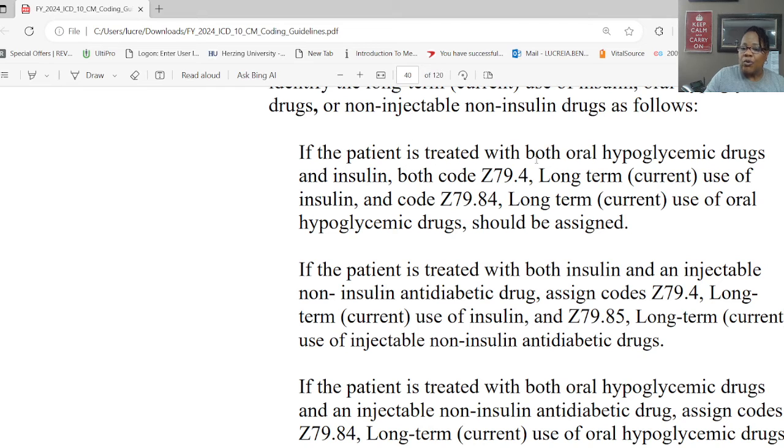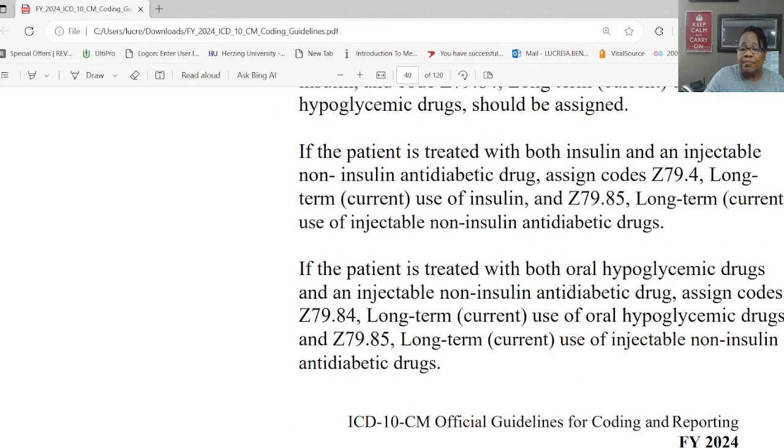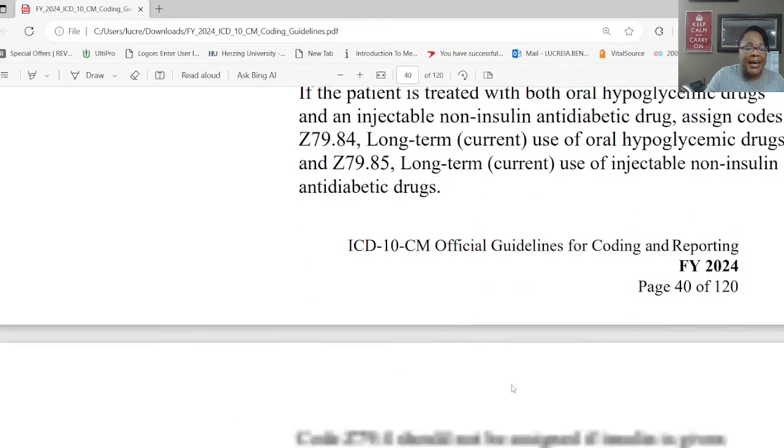If the patient is treated with both oral hypoglycemic drug and insulin, then both code Z79.4, long-term current use of insulin, and code Z79.84, long-term or current use of an oral hypoglycemic drug, should be assigned. If the patient is treated with both insulin and an injectable non-insulin anti-diabetic drug, assign code Z79.4 for long-term current use of insulin, and Z79.85 for the long-term or current use of injectable non-insulin anti-diabetic drug. And if the patient is treated with both oral hypoglycemic drugs and an injectable non-insulin anti-diabetic drug, then assign code Z79.84 for long-term or current use of oral hypoglycemic drugs and Z79.85 for long-term current use of injectable non-insulin anti-diabetic drugs.